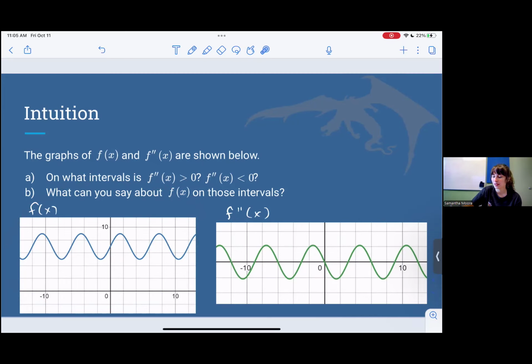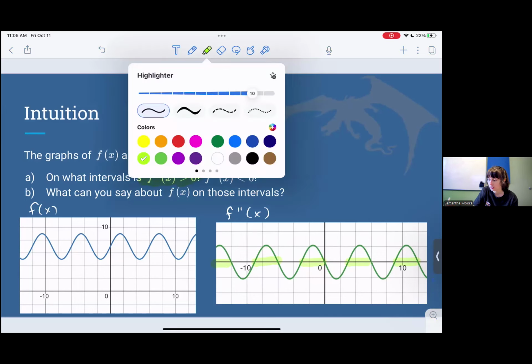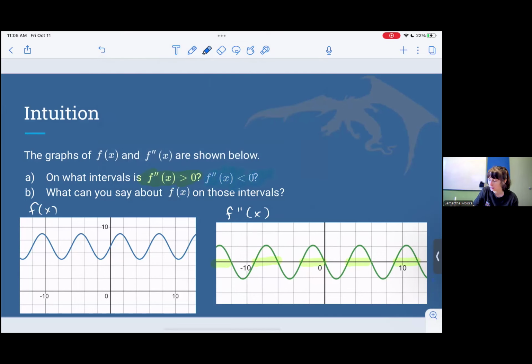Okay, so you should be back having thought about that. So I'm going to think about regions where f double prime is positive. That means I look at the graph of f double prime of x, and I should be looking at where that is above the x-axis. I'm just going to think about the intervals where that's true. So in these intervals, my graph of f double prime is positive. And then in these intervals, my graph of f double prime is negative.